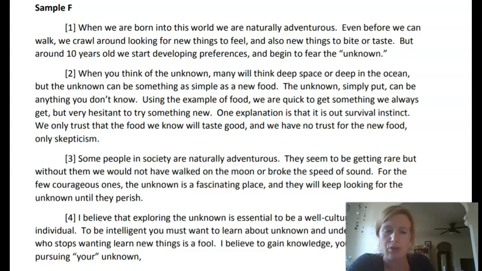You might have noticed when you started reading sample F that the student starts strong, starts with an example. When we are born into this world, we are naturally adventurous. Even before we can walk, we crawl around looking for new things to feel, new things to bite or taste. But around 10 years old, we start developing preferences and begin to fear the unknown.